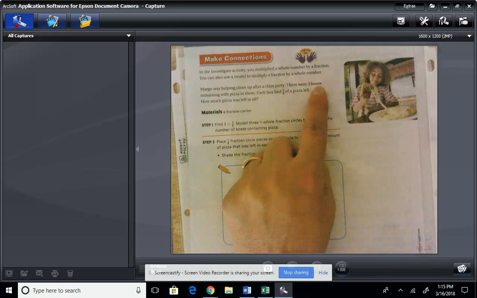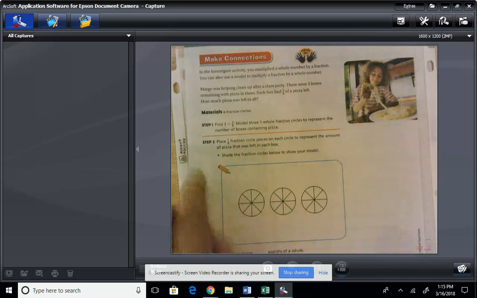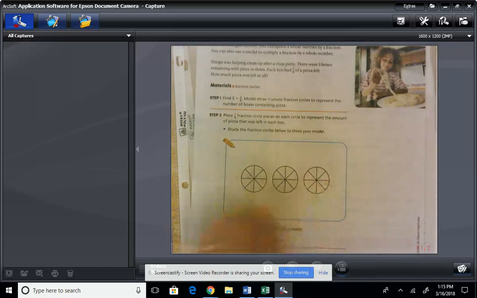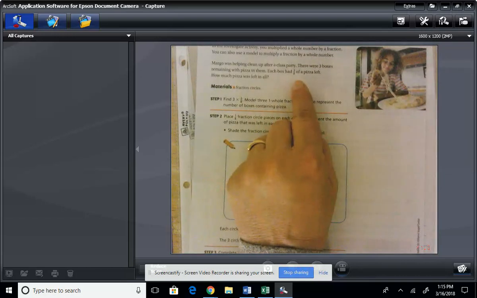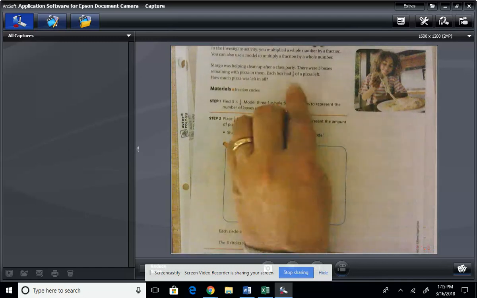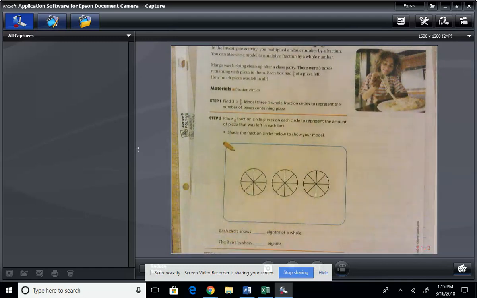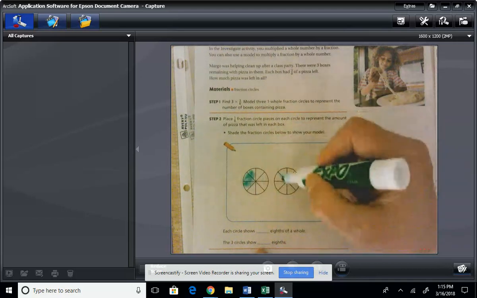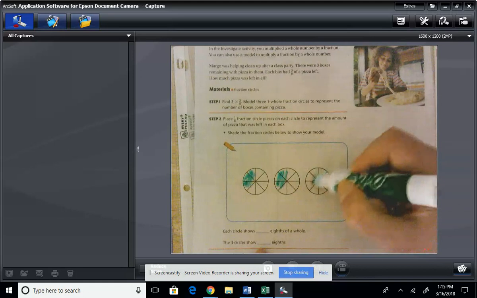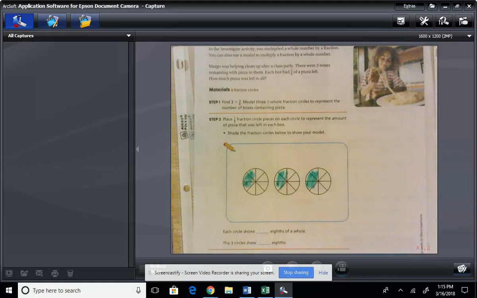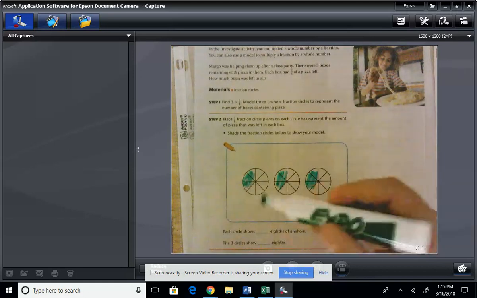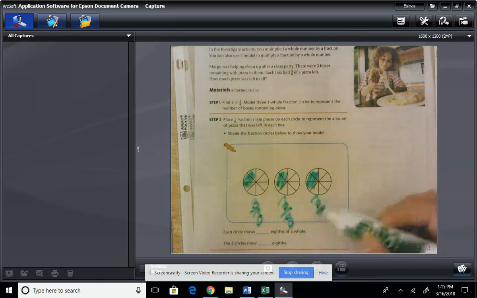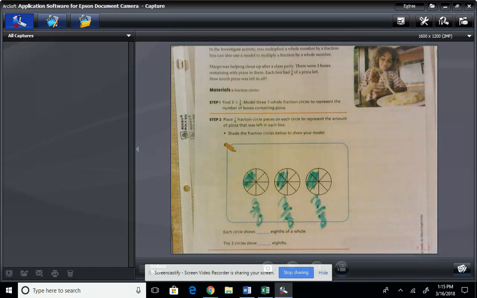Well, how many pizza boxes were there? There were 3. So right here, I'm going to draw 3 pizzas. I know I'm going to break them into 8s because that's my denominator. So I broke it into 8s. How many in each one were full? So I'm going to color in 3 of each one. So now I have 3/8, 3/8, and 3/8 of each one of those were full.